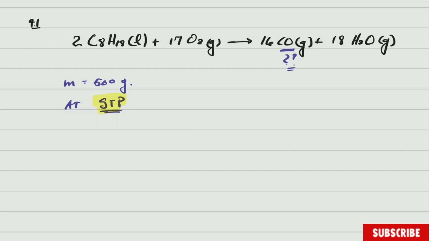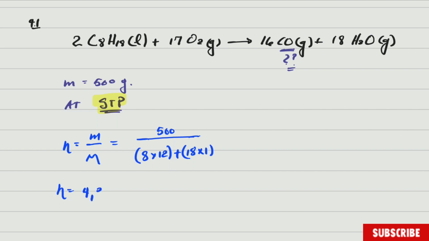Okay, the first thing we're going to do is to calculate the number of moles of octane, guys. Number of moles is equal to mass divided by molar mass. Mass is 500 and the molar mass is 8 times 12 plus 18 times 1, which is the molar mass for hydrogen. All these numbers are coming from the periodic table. So the number of moles of octane that was burned in this case was 4,39 mole.